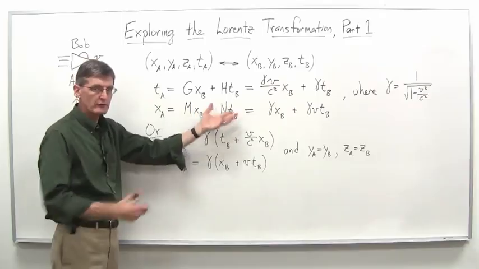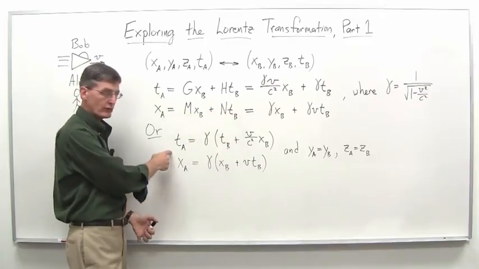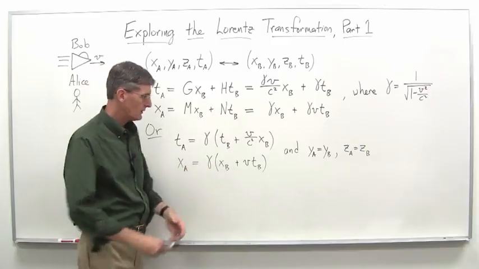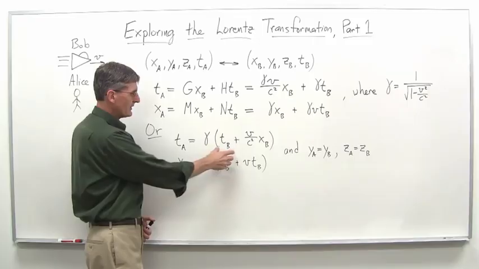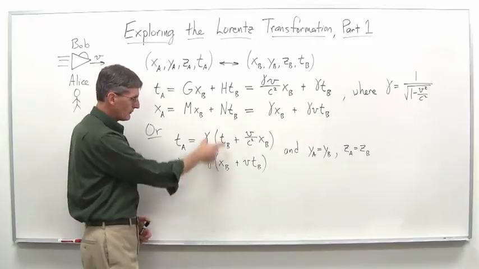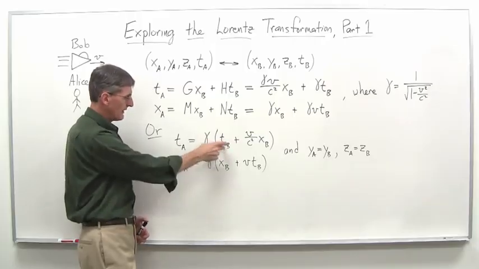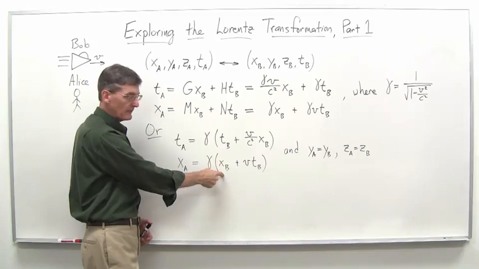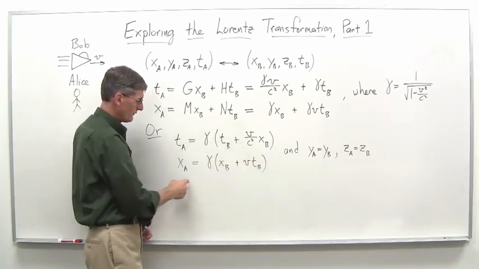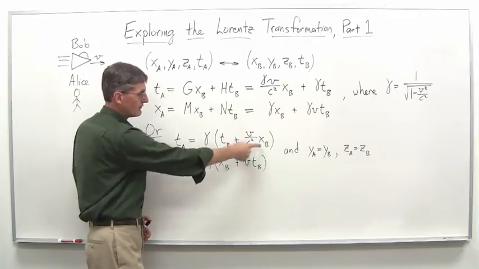We rewrote those. We just moved things around a little bit and put them in this form, for ta and xa, where it's a little bit easier to memorize them. In that form, ta equals gamma times tb plus v over c squared xb. xa equals gamma times xb plus v tb. So notice this parallelism here between ta, tb, xa, xb. Slight difference in the second term in each. I've got v tb over here in the xa and v over c squared xb.